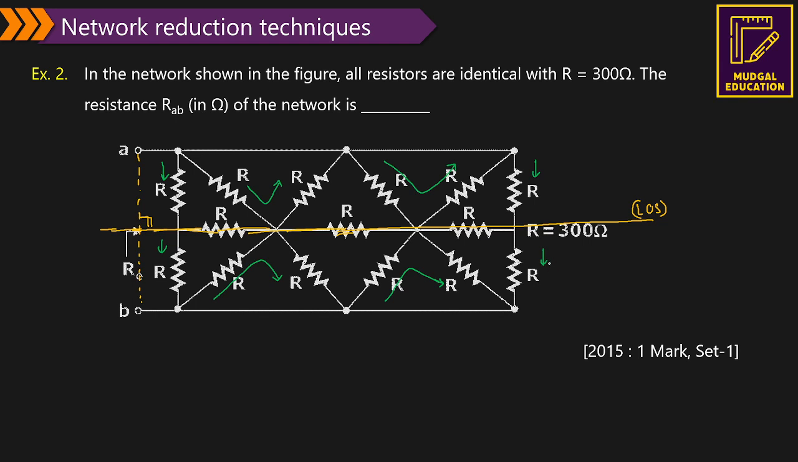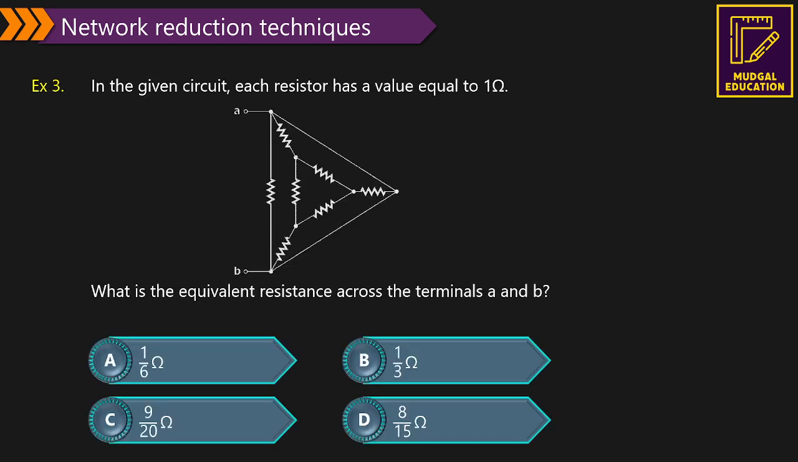Now I am hoping you can solve this question easily. You can solve this question easily, right? Yes or no? So just remove the particular branches and see the direction of current. You can simplify the network easily. Okay, 1 mark question, so very much easier answer.